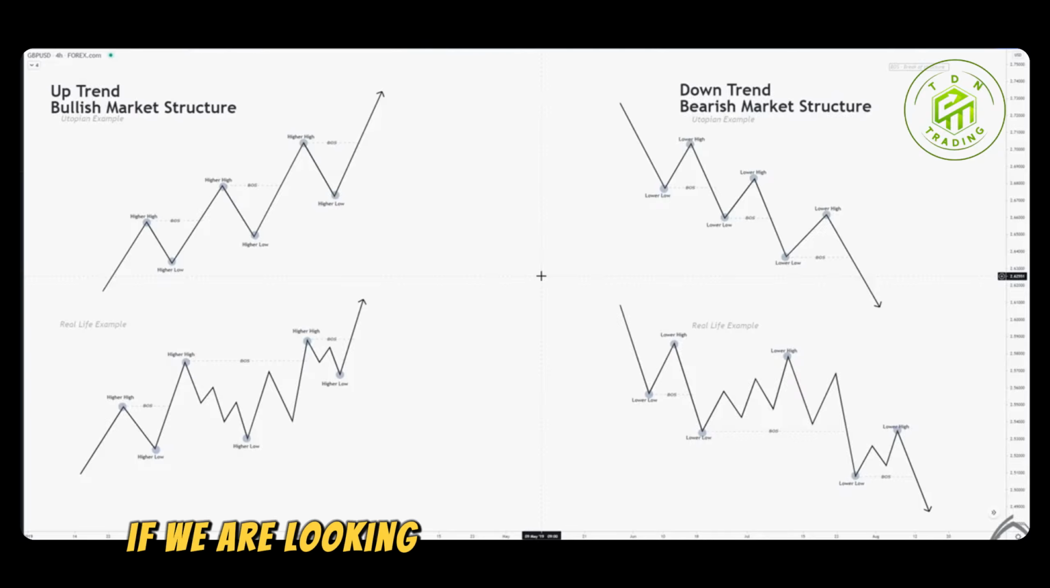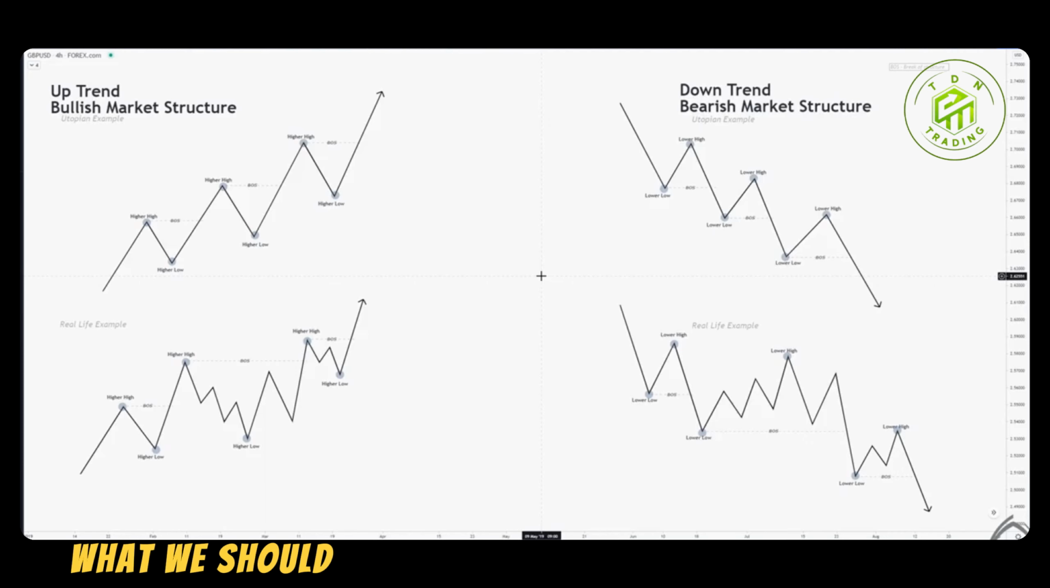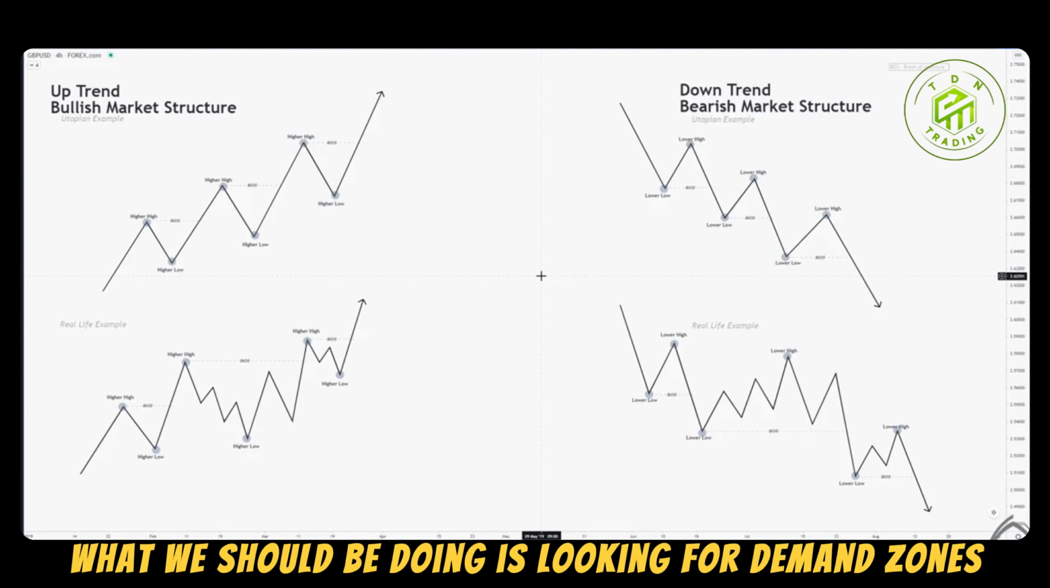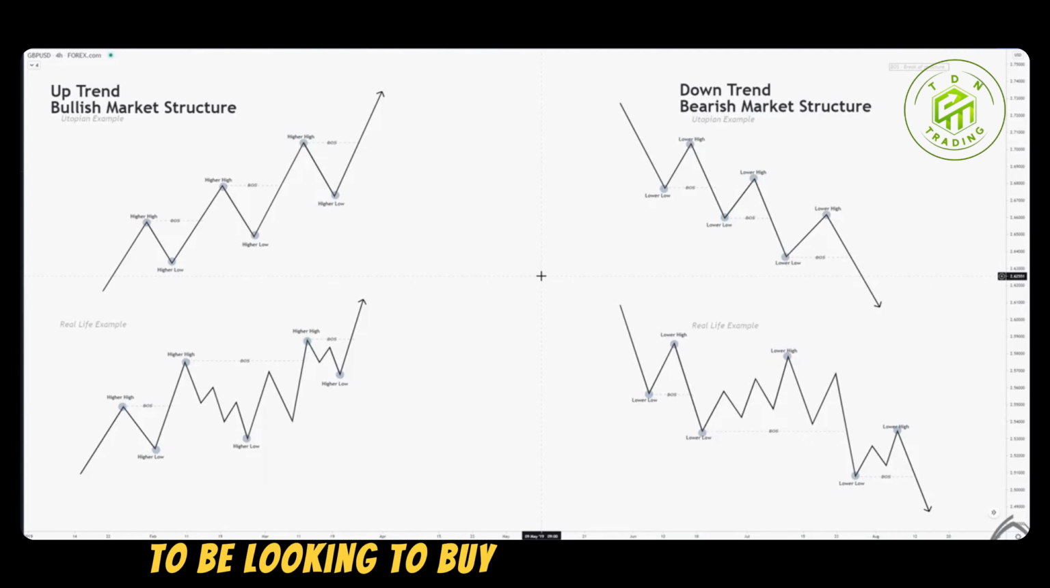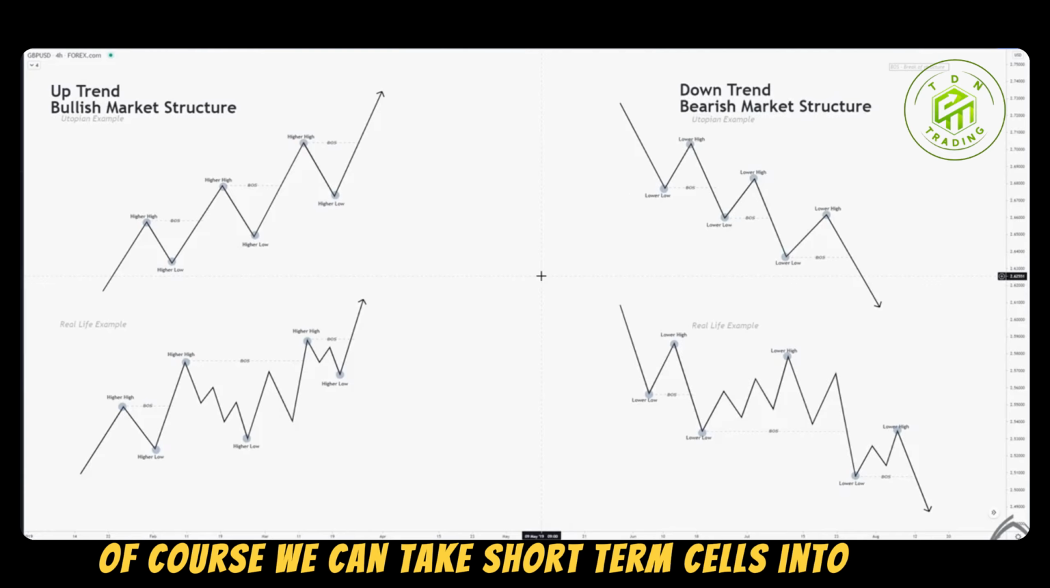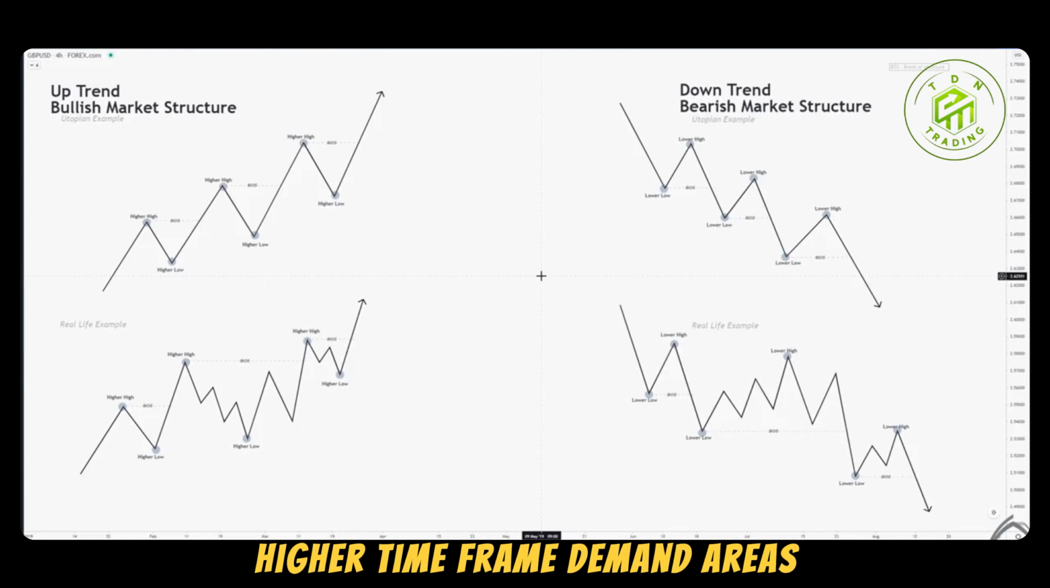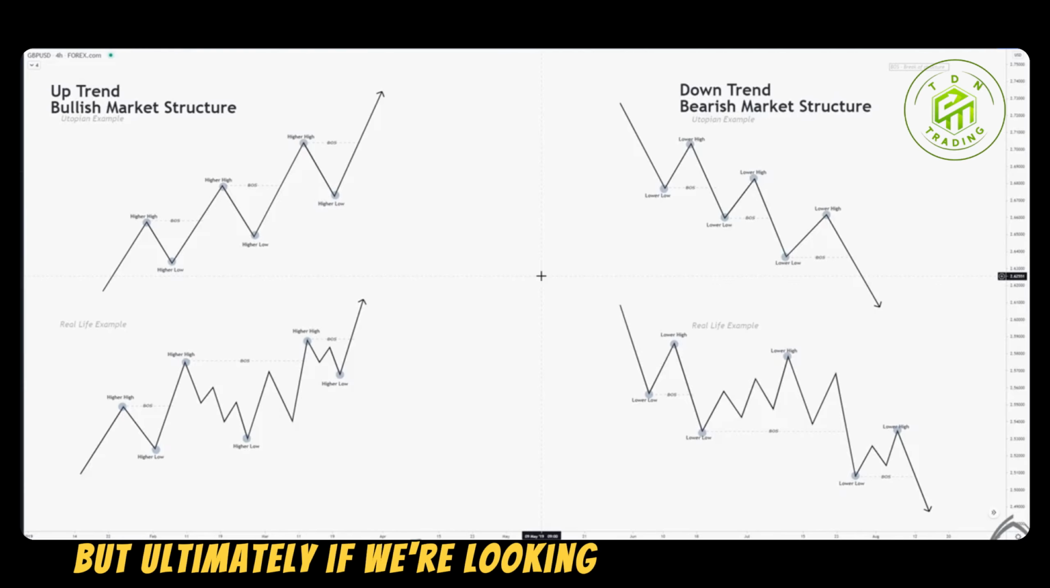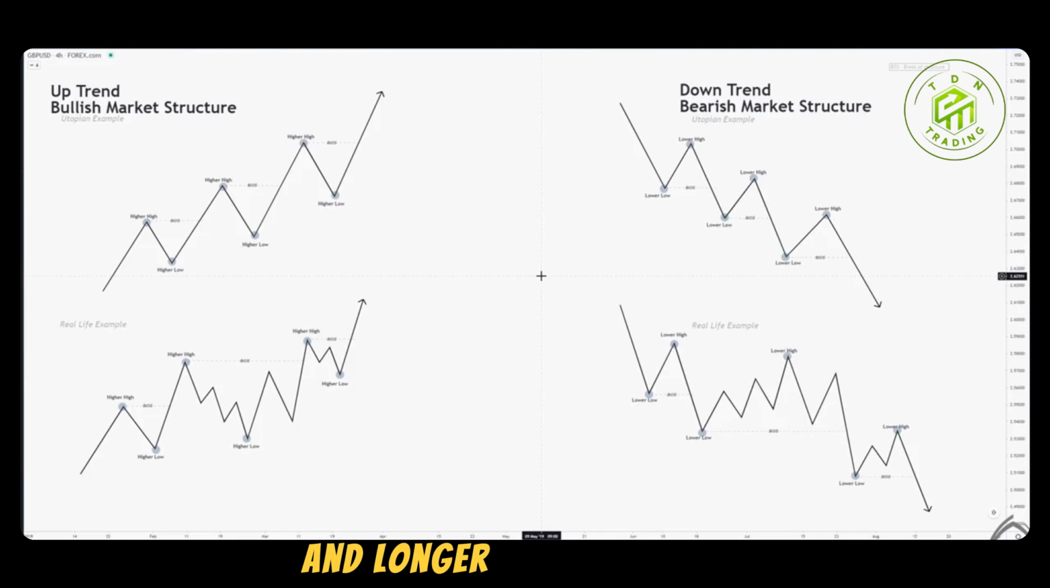For instance, if higher time frame market structure is suggesting bullish order flow, what we should be doing is looking for demand zones to buy for longer term trades. Of course, we can take short-term sells into those higher time frame demand areas, but ultimately, if we're looking for higher time frame and longer term longevity, we want to be trading with the trend.